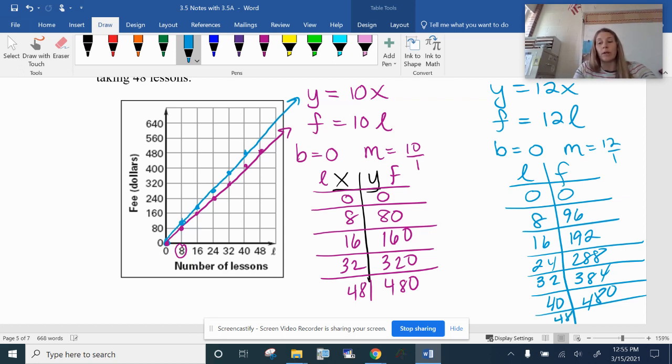Now, if I did do 48, 12 times 48, that would be 576. So we're going to be right up here. Well, it's hard to draw those lines straight, as you can see. All right, so this would be the two spots there for the 48. So we know that the original lessons would have cost $480 for 48, and then the new price is going to be $576 for the total 48 lessons.